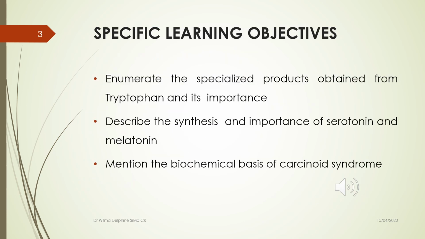At the end of this video lecture, you should be able to enumerate the specialized products obtained from tryptophan and its importance, describe the synthesis and importance of serotonin and melatonin, and mention the biochemical basis of carcinoid syndrome. These are the specific learning objectives.